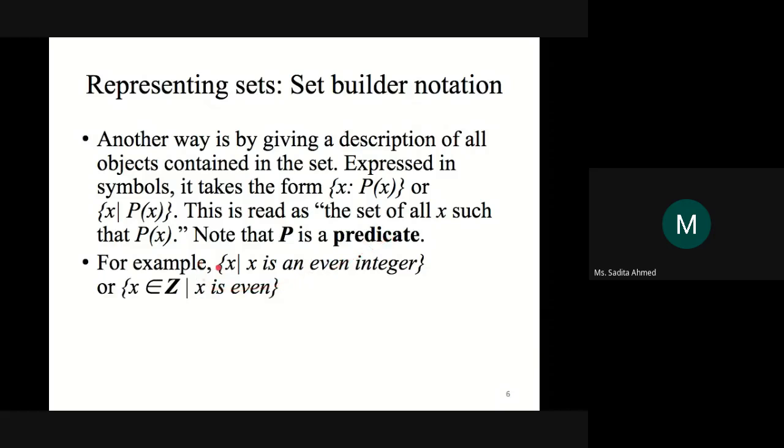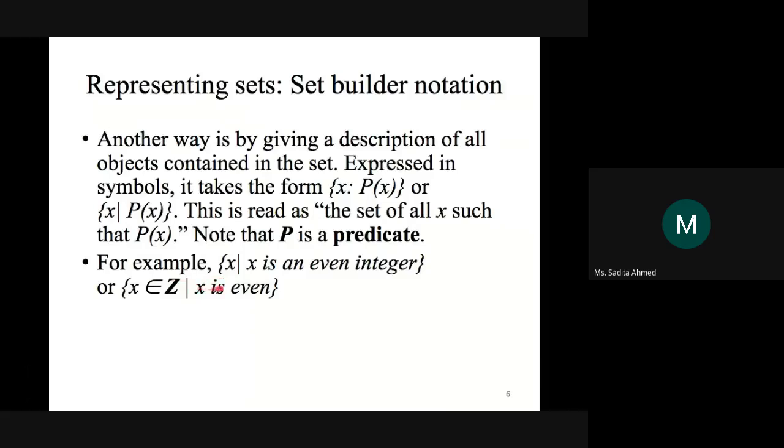For example, here, what do we have? X such that x is an even integer. This part on the right-hand side, x is an even integer, what is this? Predicate. This is the predicate. In other words, this is the definition of the element, or the characteristic that the element must have in order to belong to this set. X such that x is an even integer. If x is an even integer, x will belong to this set. As simple as that. Another way of saying the same thing is here.